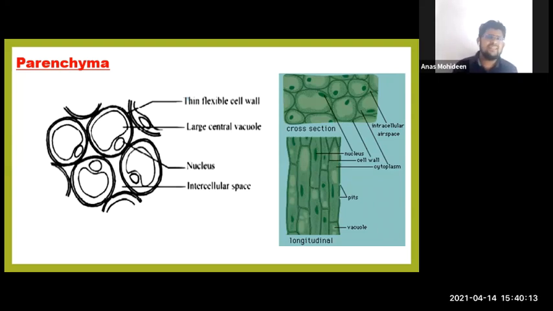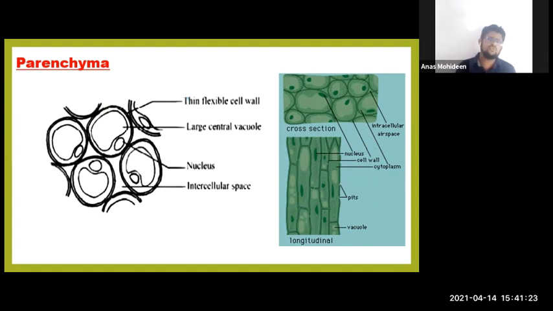They are found in the fleshy parts of fruits, as well as the cortex and the pith of plant stems and roots, the mesophyll of leaves, and the endosperm of seeds. So what are the functions of this parenchyma? They carry out photosynthesis since they contain chlorophyll pigments. There are two types of parenchyma present in leaves: palisade parenchyma and spongy parenchyma.